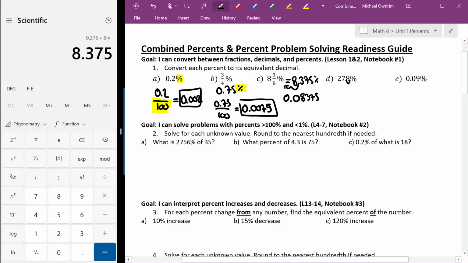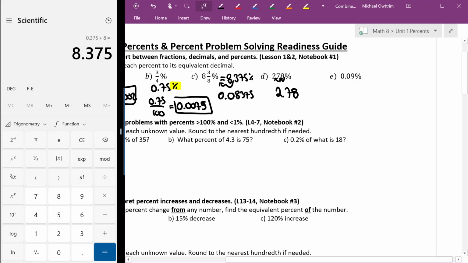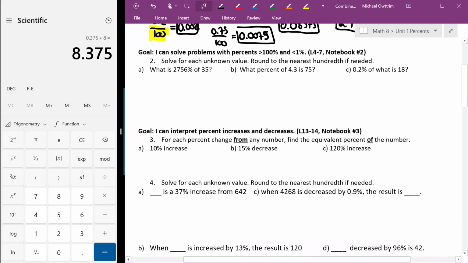In the case of 278%, we're going to divide that by 100, so move our dot 2 times to the left, and we'll get the decimal 2.78. In case of our 0.09%, we're again going to move our dot twice to the left. We'll get 0.0009 for our decimal. So of course, you can use your calculator in that division by 100, or you can recognize our division by 100 and use the decimal 2 spots to the left.